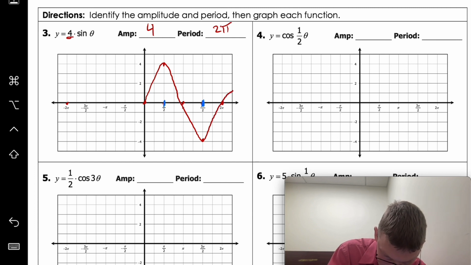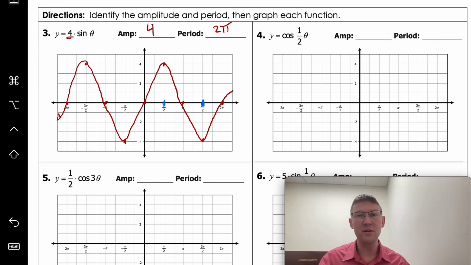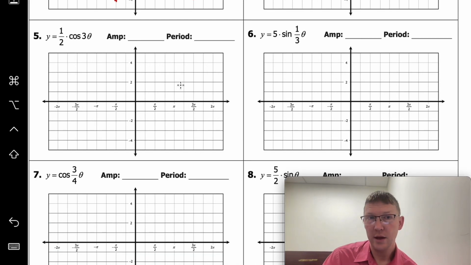And then we can do the same thing over here. This one's going down to -4, up to +4, and we can then finish it out. So knowing how this stuff works is going to be very helpful when we start messing with all the different graphs.